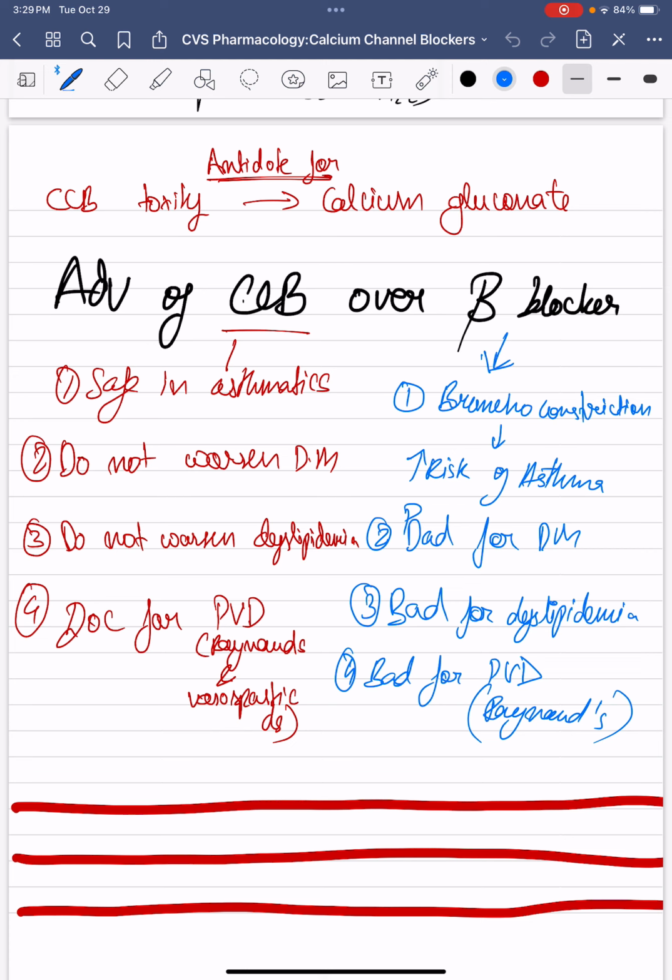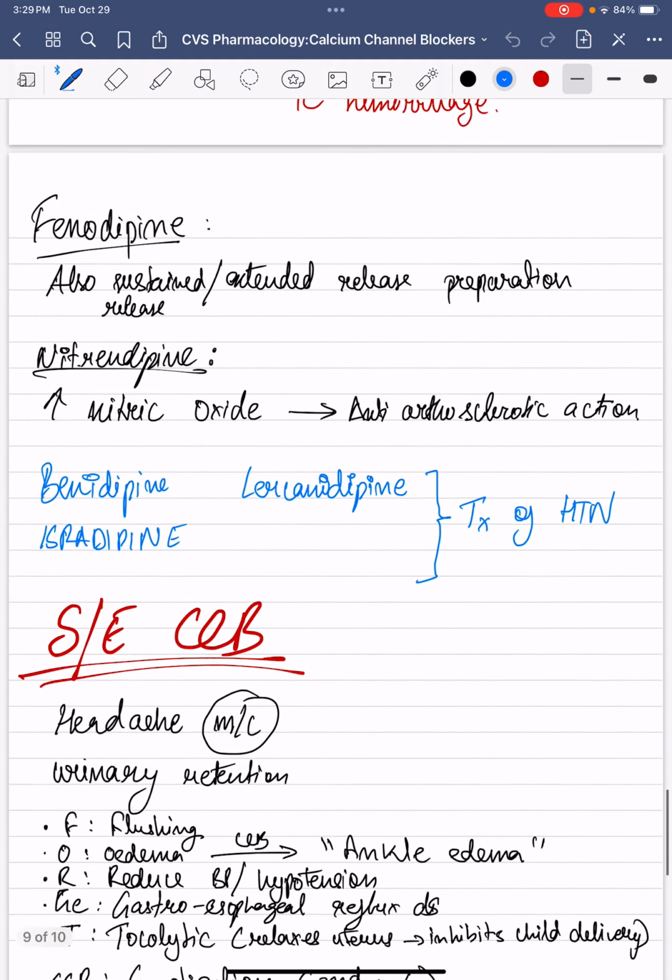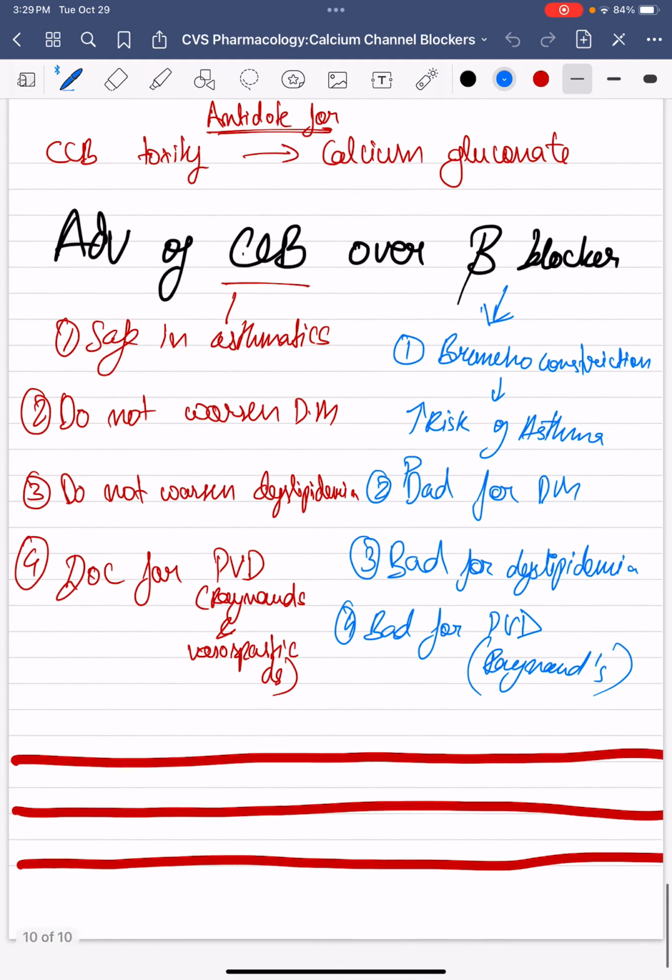Thirdly, calcium channel blockers also do not worsen dyslipidemia, but beta blockers are bad to use in patients with dyslipidemia. And the fourth thing is that the drug of choice for peripheral vascular disease like Raynaud's disease, vasospastic disease and pulmonary artery hypertension is a calcium channel blocker, but beta blockers are bad for use in peripheral vascular disease such as Raynaud's disease. So this was a small topic, but it is just as important.